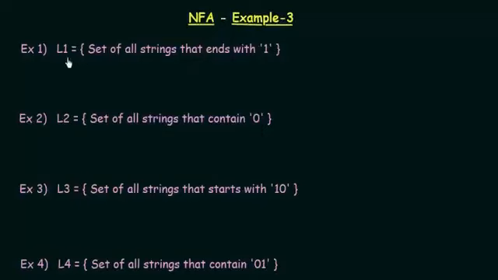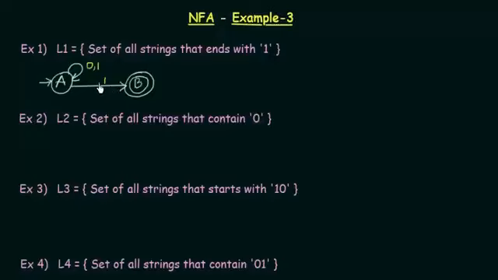Coming to the first one, L1 is the set of all strings that ends with 1. So how can I design the NFA for the set of all strings that ends with 1? Let me start with a starting state, which I will call state A. A is my starting state, and A, on getting input either 0 or 1, stays in A itself, but if the final input that I get is a 1, then A goes to the final state, which is state B. Alright, so when it ends with 1, it is accepted. That is how we design this.